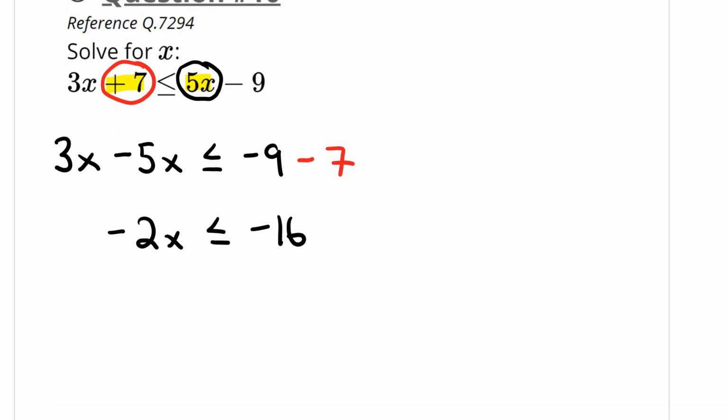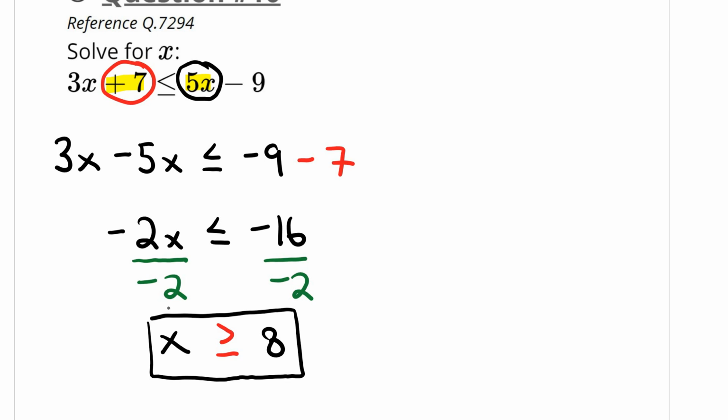You have to be careful with these ones here. If you're dividing by a negative number, you actually have to flip the inequality sign. So x is greater than or equal to 8. Just remember to flip that inequality sign if you're dividing by a negative number. And what does that look like on a number line? Well, here's 8. We need a closed circle, and we just shade to the right-hand side.